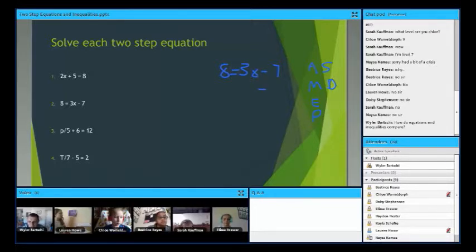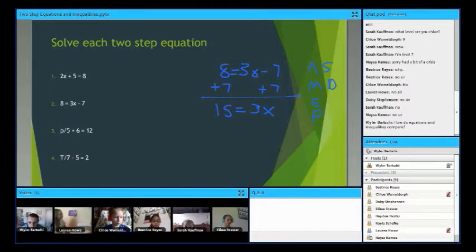So I can get rid of my minus 7. I'm going to add 7 to both sides. So that's like saying I owe my mom $7 and I paid her back $7. I owe my mom nothing. And then 8 plus 7 on the other side is 15. So I got 15 equals 3x.